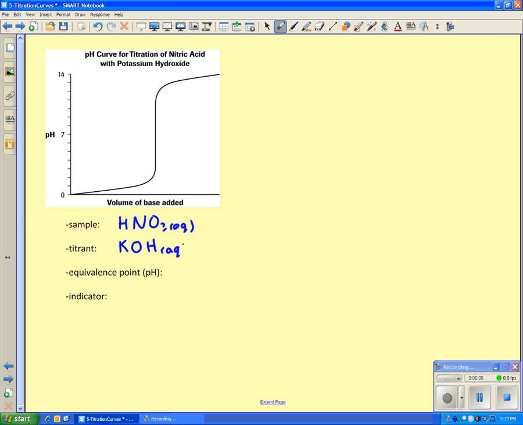And again, looking at the starting pH that's down around 0 means we must be starting with an acid. So of those two substances, it must be the nitric acid that's the sample. The equivalence point on this one, again, is right around a pH of 7. So something like, again, the bromothymol blue or phenol red would be a good choice.